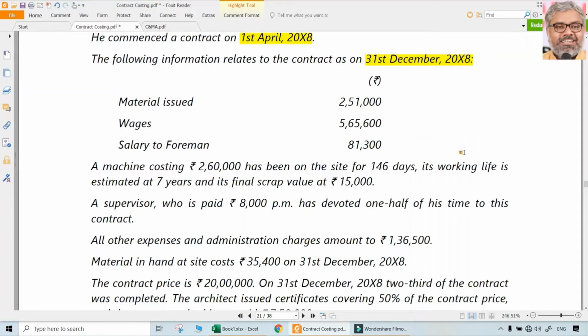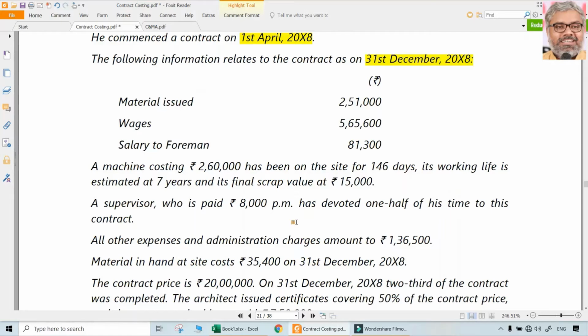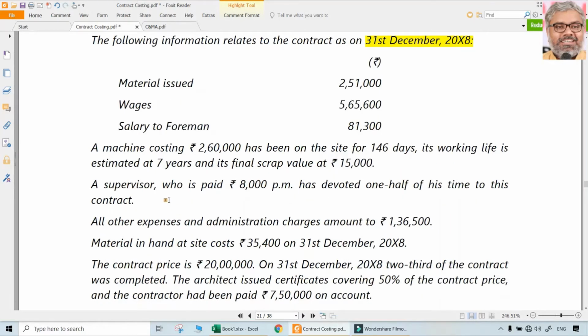That is the working life, and that means per year it is 35,000. But how many days is it actually used in this contract? Only 146. So 146 by 365, that will be 14,000 rupees is the depreciation on the machine. That can be calculated separately in the working note. Done.